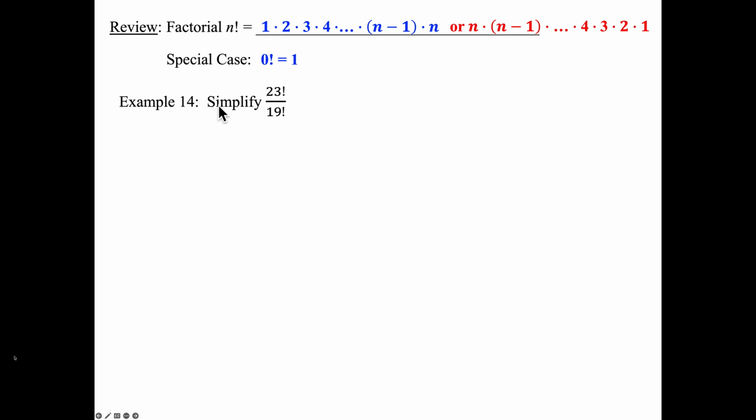All right, simplifying. As I said, we don't want to use what's in blue because I don't want to write out 1 through 23 on the top, 1 through 19 on the bottom, just to cancel out all the 1s, the 2s, the 3s, the 4s, the 5s, the 6s. I would prefer to start backwards, to start with 23 times 22 times 21 times 20 times 19. Once you get to 19 and it's a match to the bottom, call it a factorial. Then you can just cancel those instead of canceling out 19 pairs.